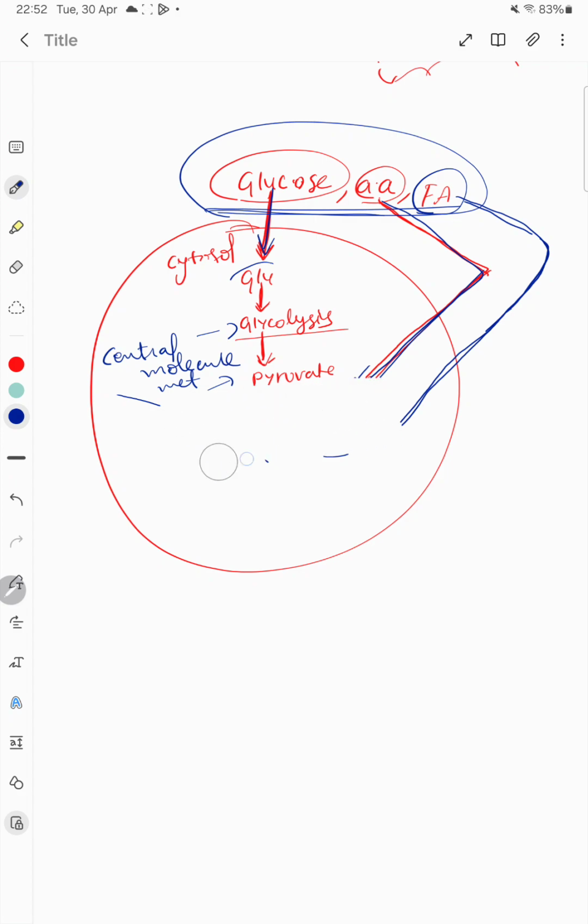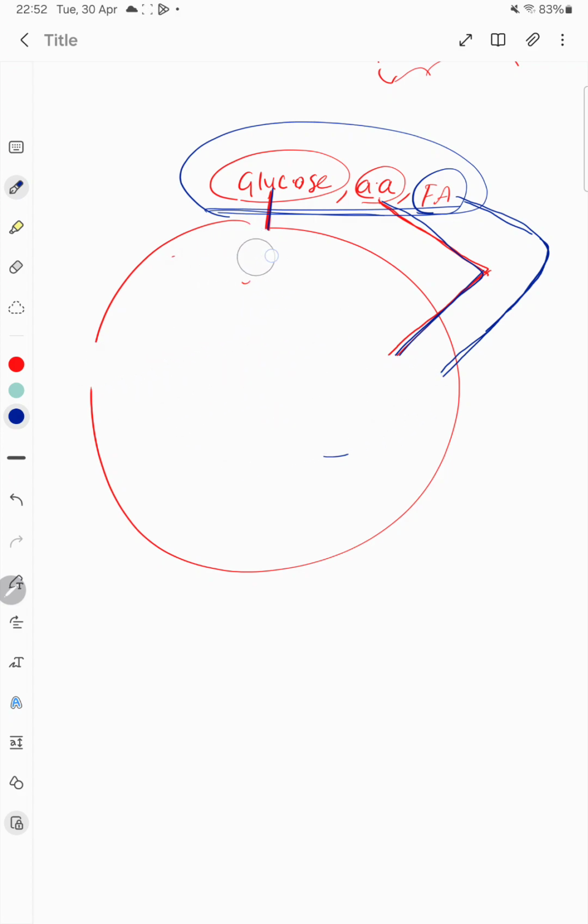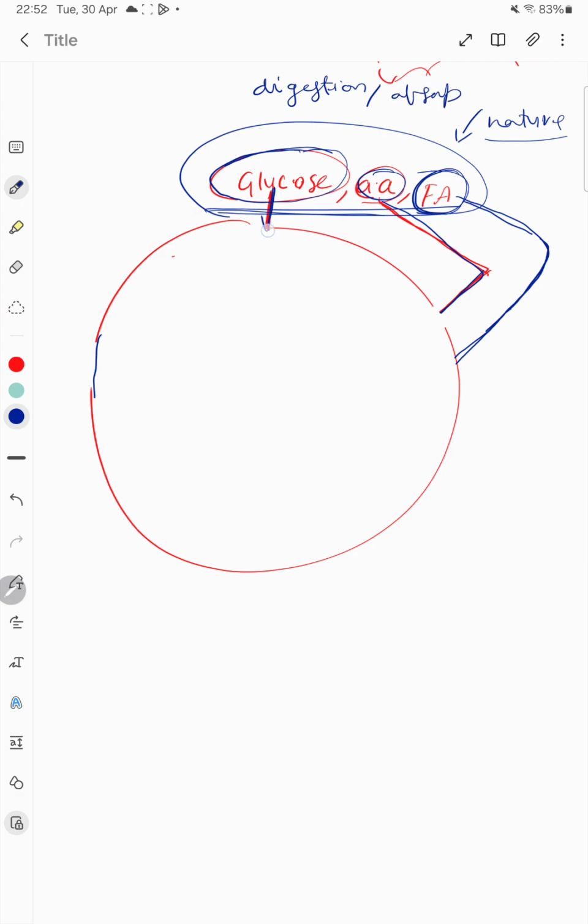Okay, let me just erase this off. So we just got acetyl CoA now from these three compounds. What we are doing here, actually, is extracting the energy which is embedded in the glucose, amino acid, and fatty acid by nature. Got it? So in this process, we are already done with digestion, and absorption is also done. These glucose and amino acids have already been taken up in the cell, and we got acetyl CoA as well. Okay, we are in the middle of this session.